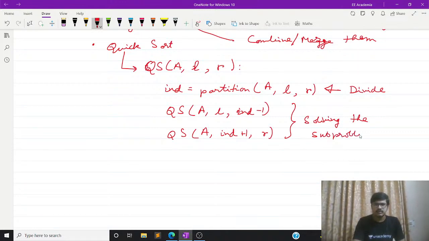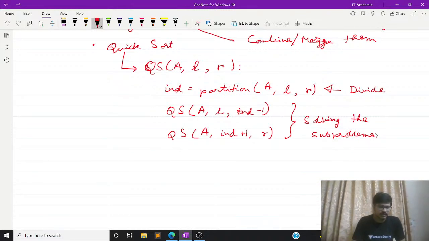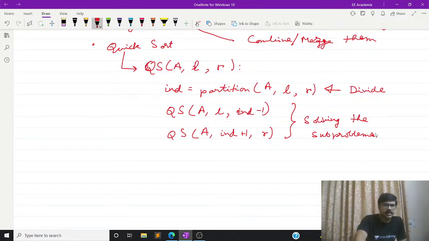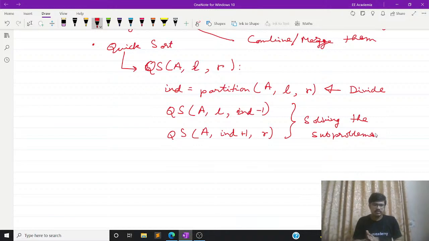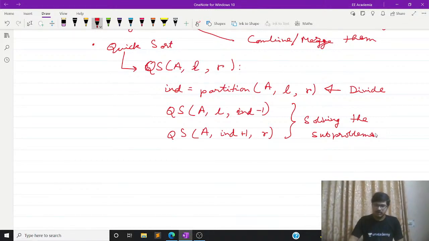Solving the subproblem. Okay, and there is one more part, combining, but in quick sort we don't require this combining part, as we saw. In every problem, combining or merging is not necessary. So in quick sort, dividing and solving the subproblems is enough to solve this problem, but maybe it is required in some problems.